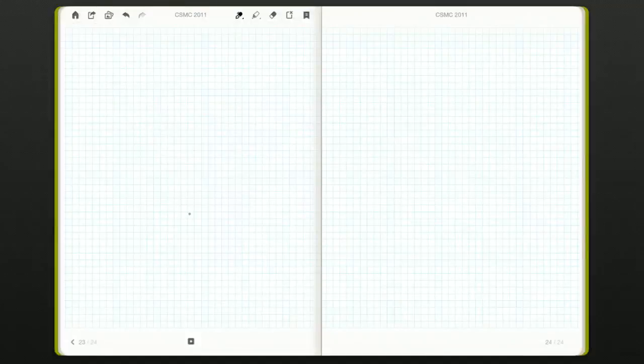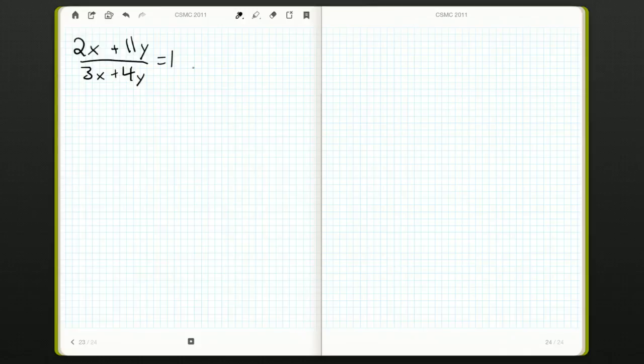So we got ourselves a scrap piece of paper here. So we want (2x + 11y)/(3x + 4y) = 1. So we have two unknowns, x and y, and these are going to have to be positive integers. And we're just going to have one equation. What we're going to do is multiply through the denominator and get an equation in x and y. You can't have one equation and two unknowns and be able to solve for those unknowns. So what we're going to get is just a relationship between x and y.